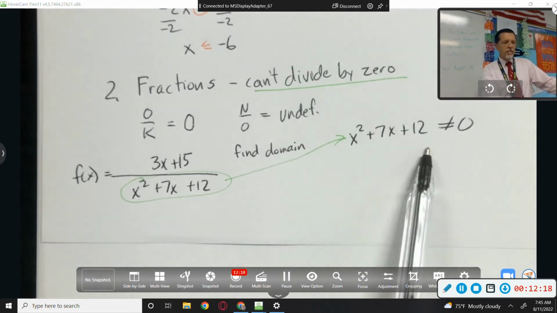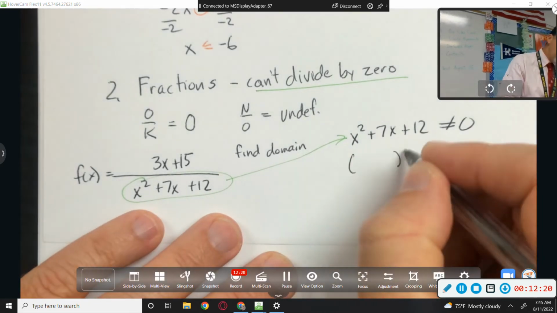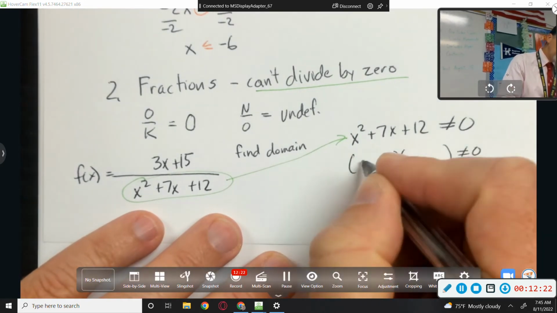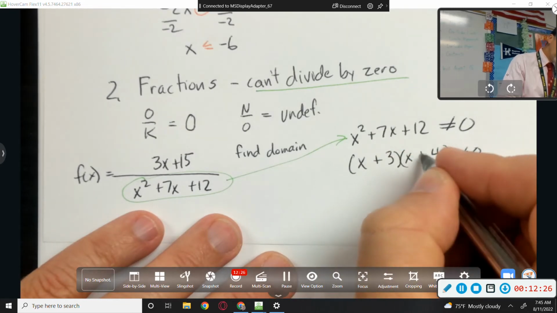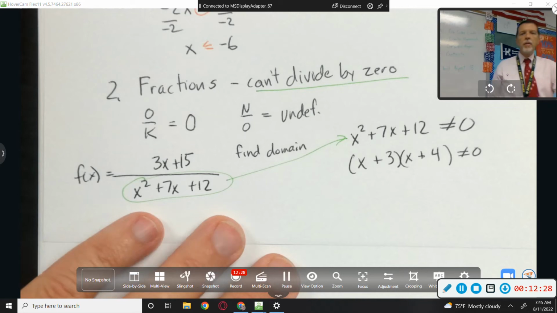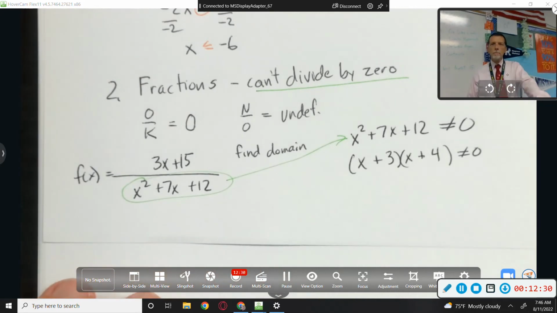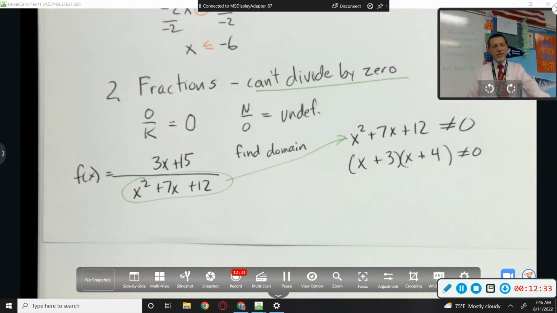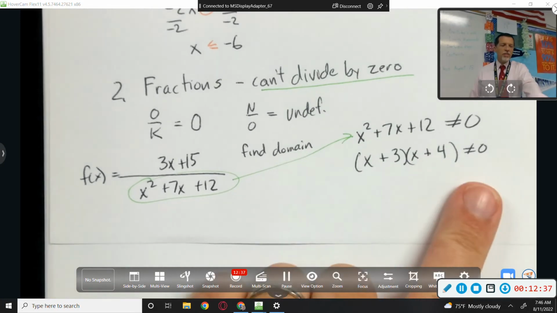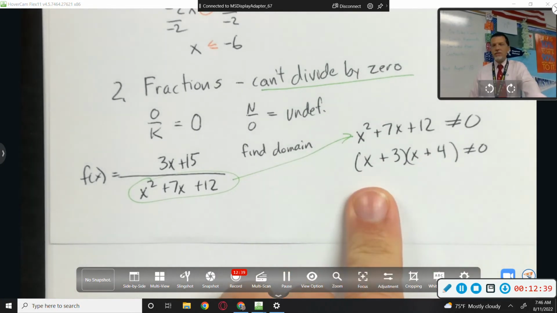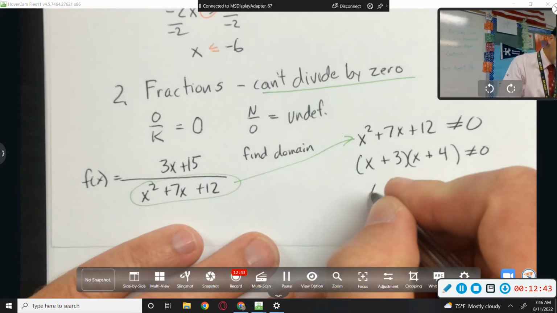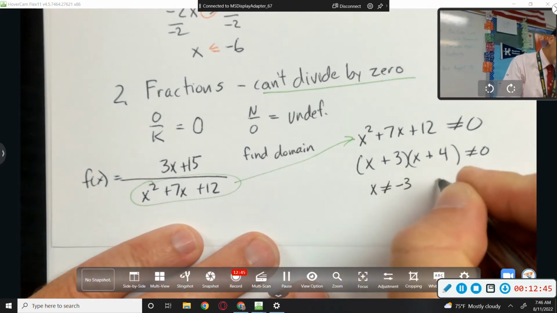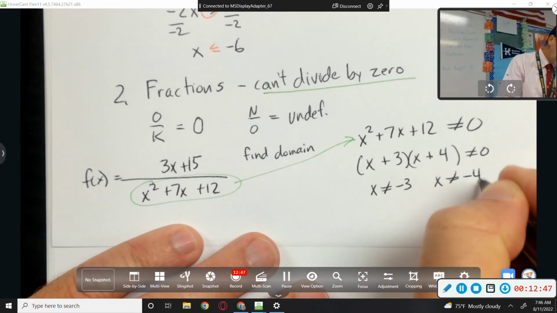So let's factor that. That looks like a reasonably easy one to factor. 3 and 4, both positive. Now, normally we would say x equals -3 and x equals -4, but it's kind of backwards this time because we don't want -3 or -4 because that would make it 0. So let's be careful. X can't be -3. X can't be -4.